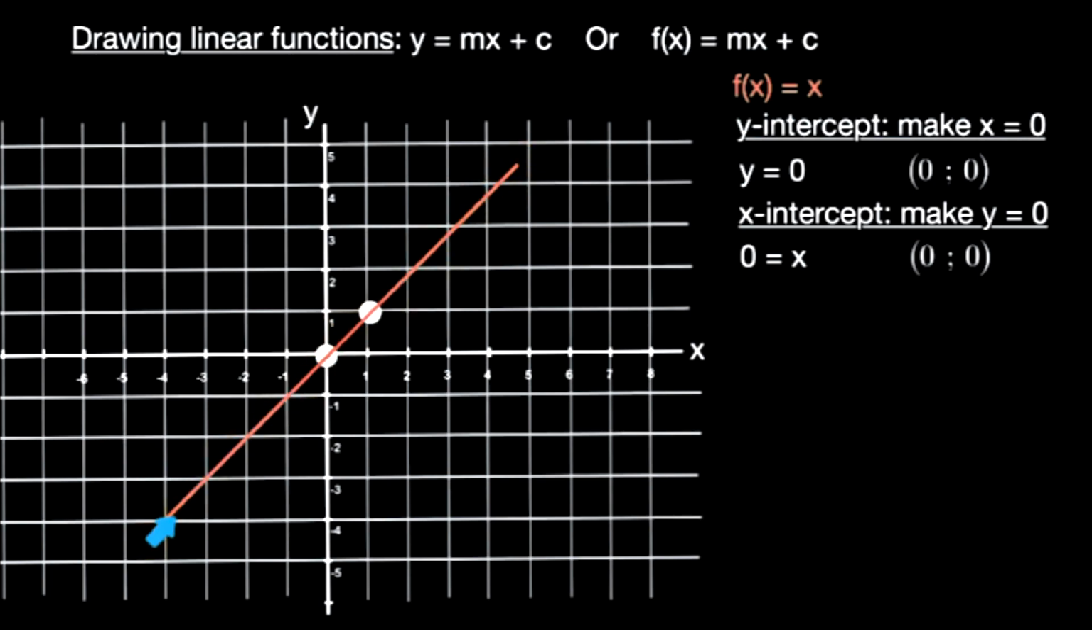There we go. And we know we are correct because this line from left to right is upward sloping. It should be like that because this gradient is a 1. It's a positive 1, so from left to right we're upward sloping.